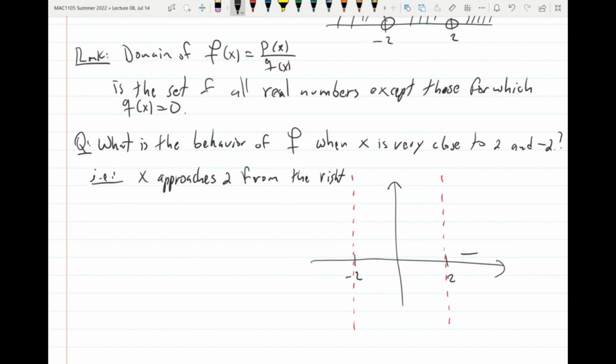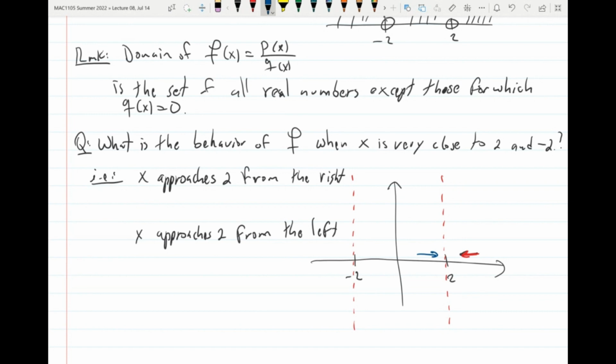So it will be this right here. Okay, we're getting close to 2 from the right, so with numbers that are bigger than 2, as x approaches 2 from the left, that would be, okay, let me change colors, it would be like this, and then this one would be like this, okay?